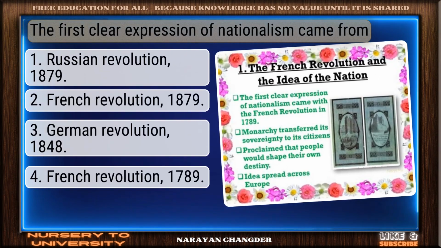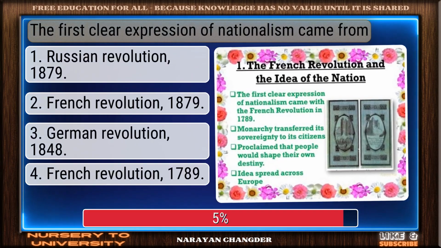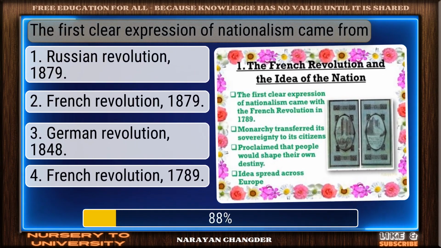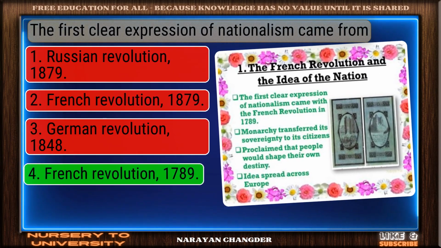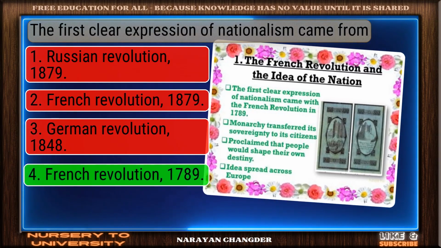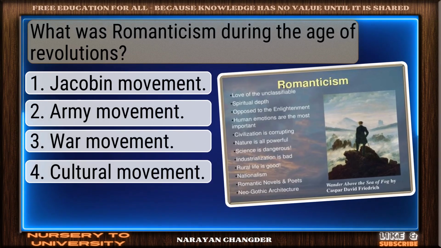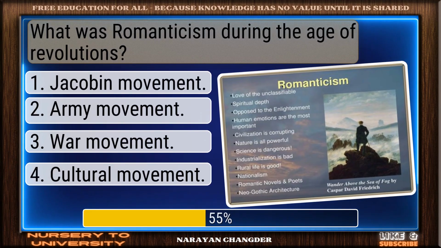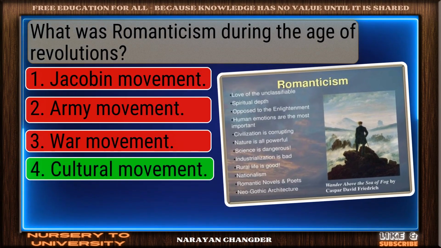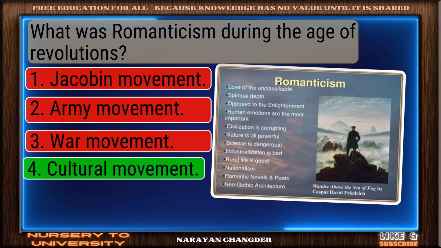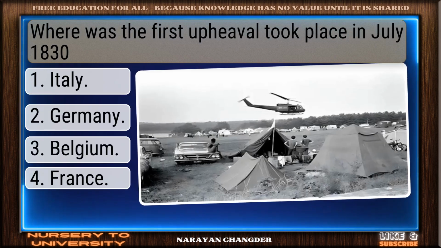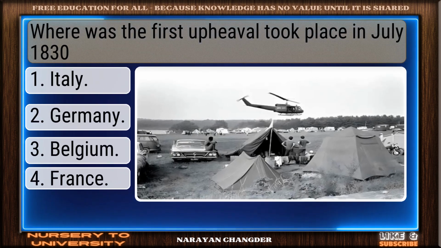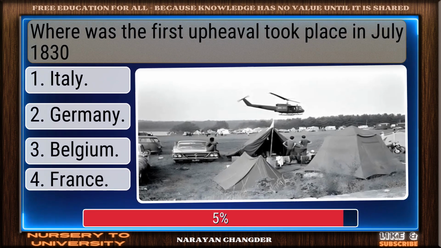The first clear expression of nationalism came from... Strong choice. French Revolution 1789 is right. What was Romanticism during the Age of Revolutions? Excellent choice. Cultural movement is right. Where did the first upheaval take place in July 1830?